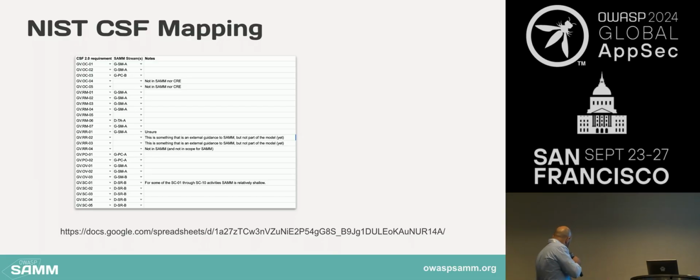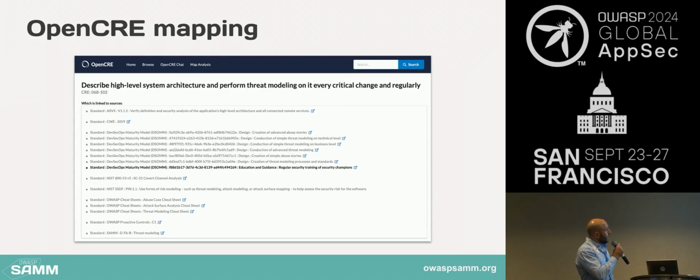I think there's not much time, so, OpenCRE, do we have a link on the slides? It's opencre.org, basically, where you can pull a standard, a framework, and then map it to another one. And it doesn't have to be SAMM, by the way. You can map between ISO 27001 and NIST 800-53, for instance. There are like 10 or 15 different frameworks in OpenCRE which you can play with and use.